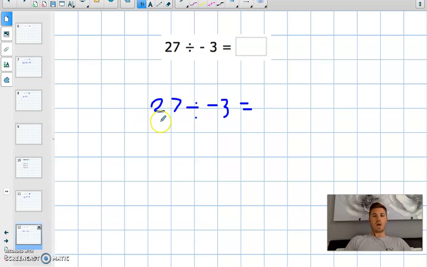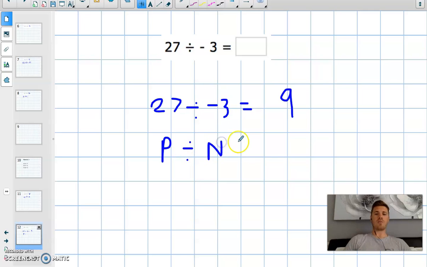Okay, guys, so 27 divided by 3. Well, how many 3s are in 27? I know that there are 9 because 9 times 3 is 27. Okay, but what's the problem with my answer? Well, the two symbols are different. This one's a positive number. This one is a negative number. So if the symbols are different, we're going to end up with a negative answer. So although there are 9 3s in 27, because we've got a negative answer, it's going to be -9.